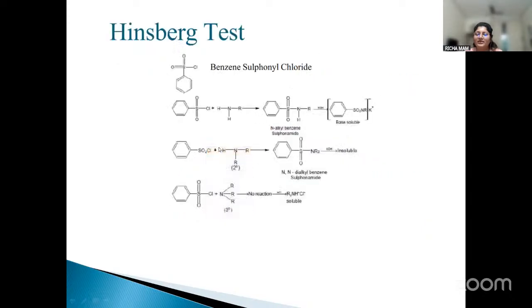And aniline does not undergo the Friedel-Crafts reaction. It undergoes only nitration, halogenation, and sulfonation. It does not undergo Friedel-Crafts reaction. So next we are going to discuss something called diazonium salt. We have discussed the amines, so our next chapter is diazonium salt.